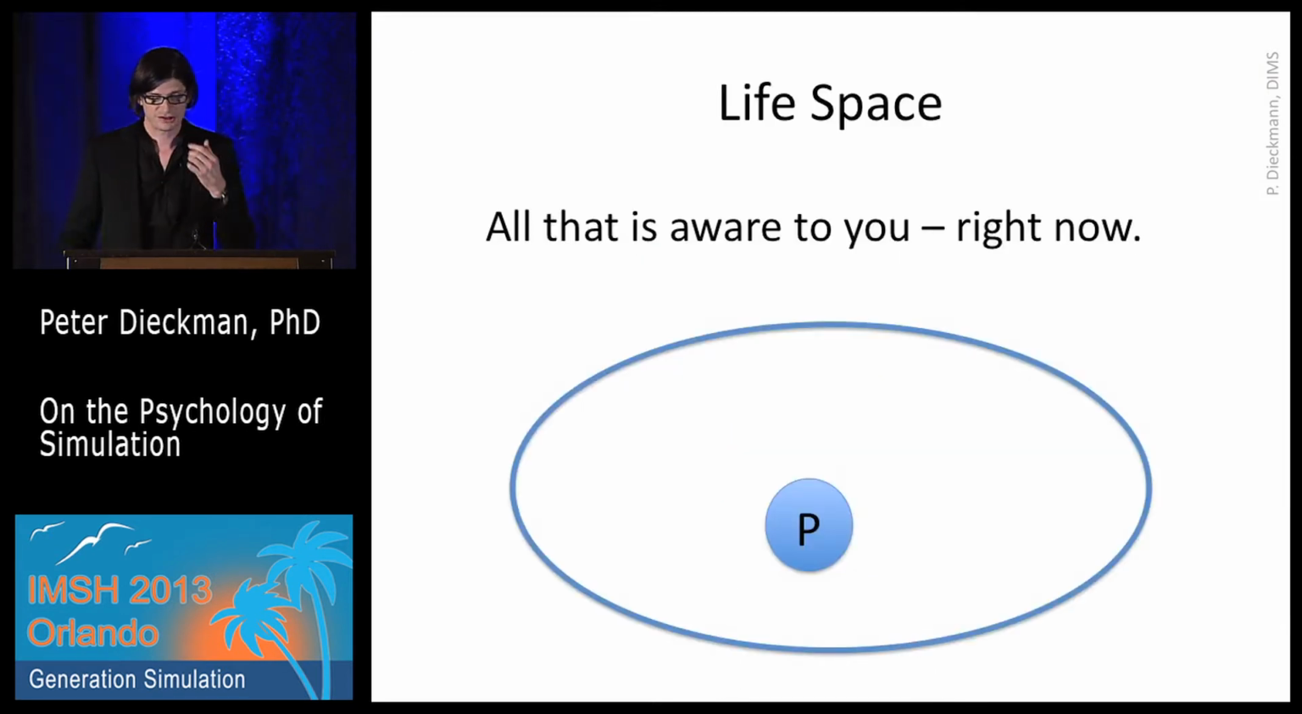Lewin coined the term life space for this. The life space, represented by this ellipse here and the person in it, is basically everything that you are aware of right now. Maybe you're thinking of checking into your flight and whether you get an aisle seat. Maybe you're hungry, maybe you're just interested in what I have to say, maybe the chair is uncomfortable. All these things are more or less aware to you right now. And the summary would be called the life space.